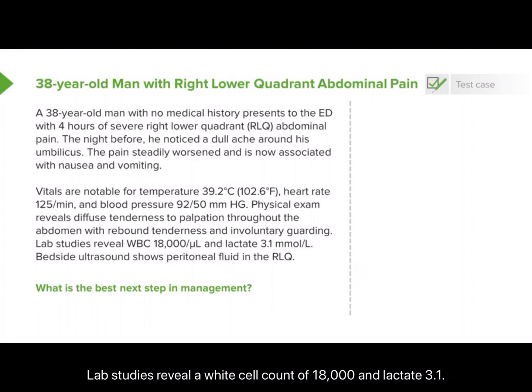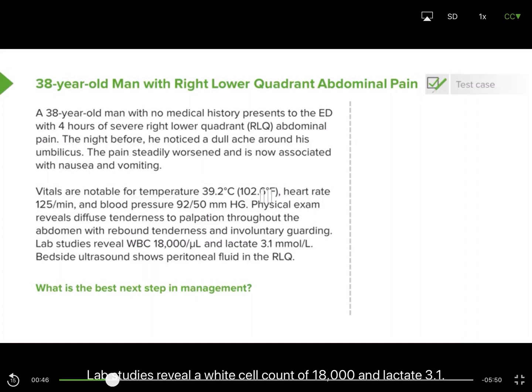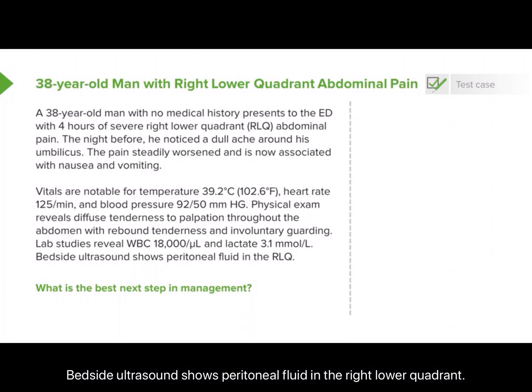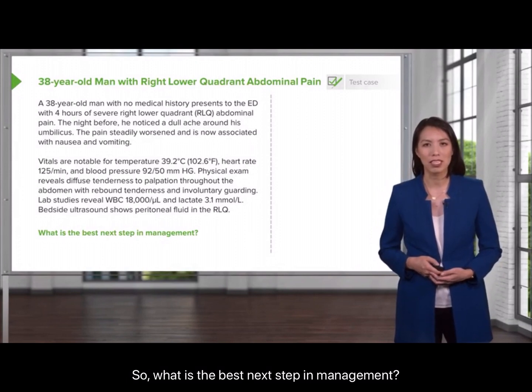Lab studies reveal a white cell count of 18,000 and lactate 3.1. Bedside ultrasound shows peritoneal fluid in the right lower quadrant. So, what is the best next step in management?